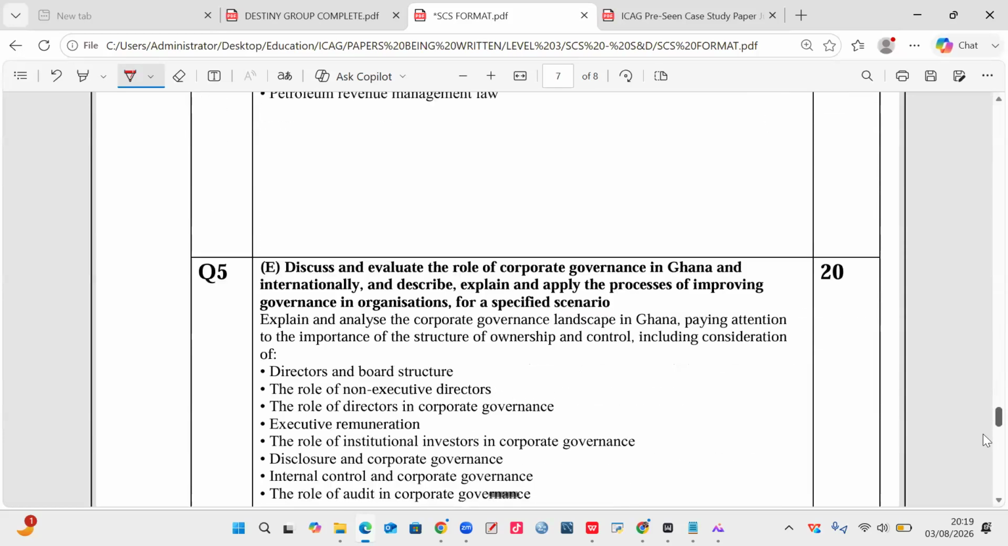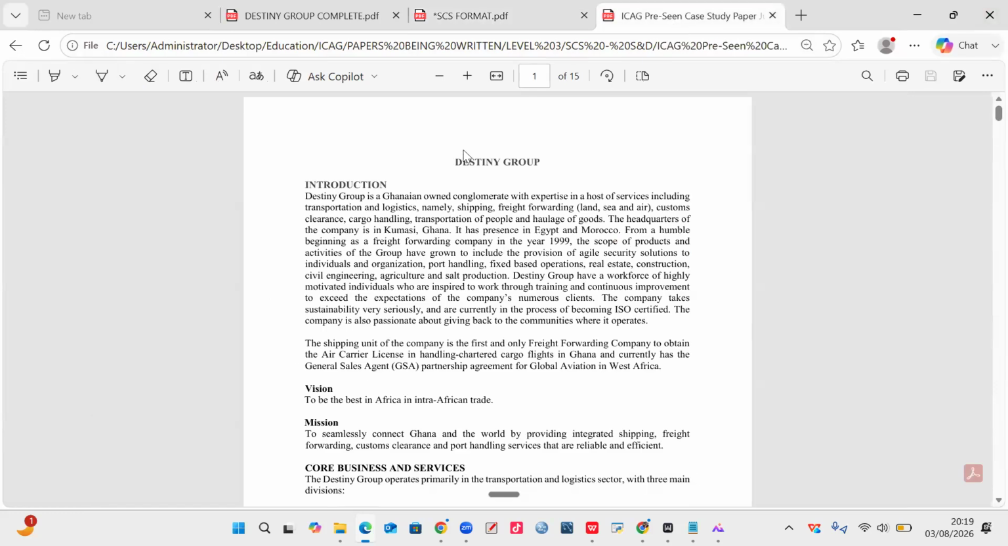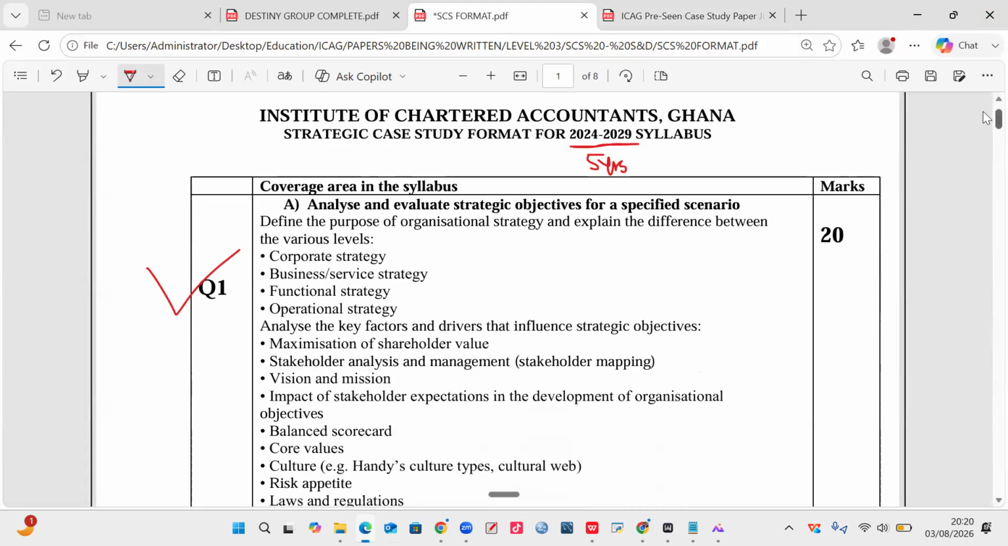So all these 5 questions, regardless of the areas, will be set under the entity which will be covered in the pre-seen. The lecturer doesn't know what the pre-seen content would be, or what company or industry the questions will emerge from. So he will start teaching all these areas according to the lecture notes he would share.